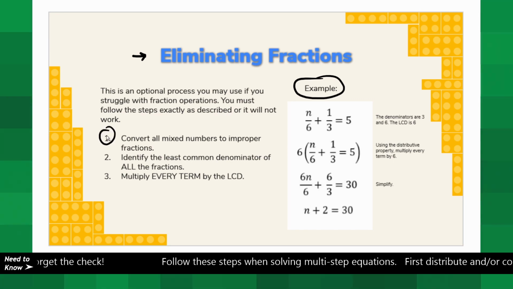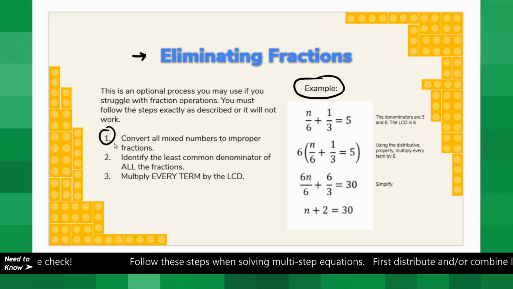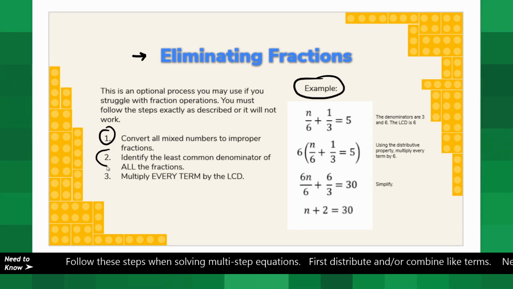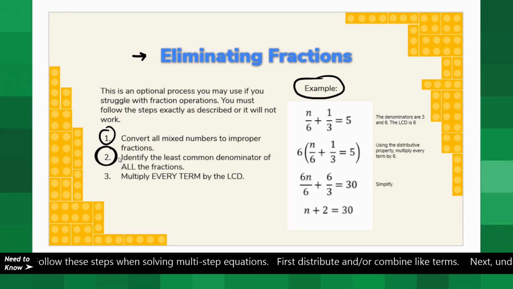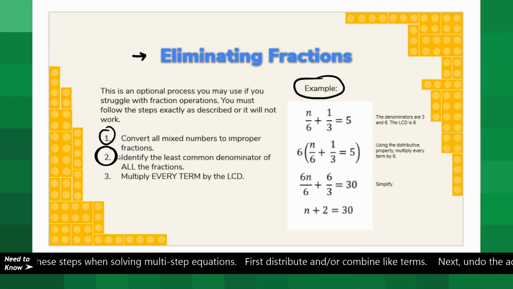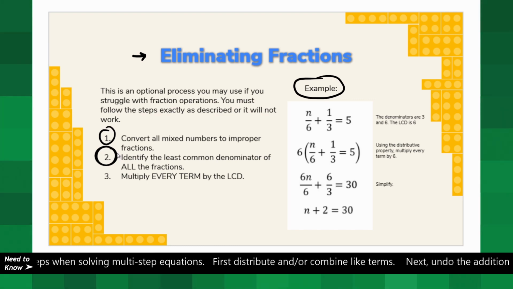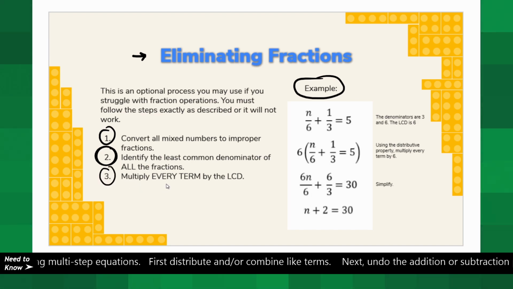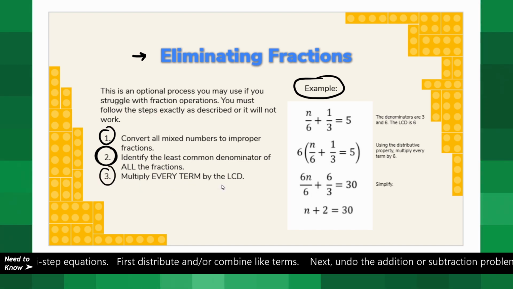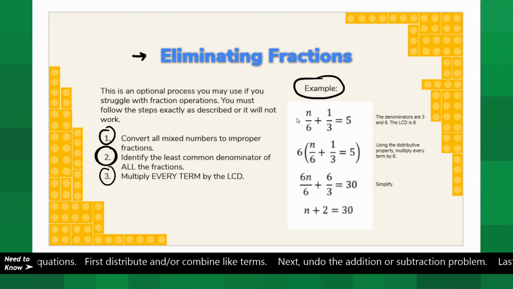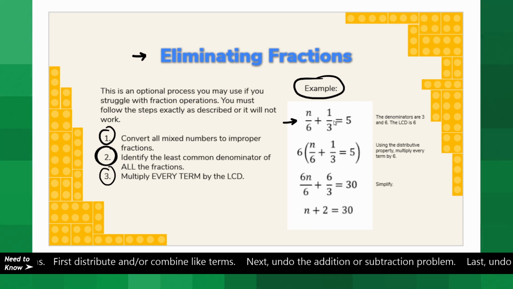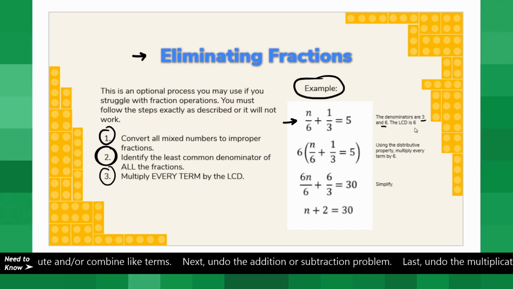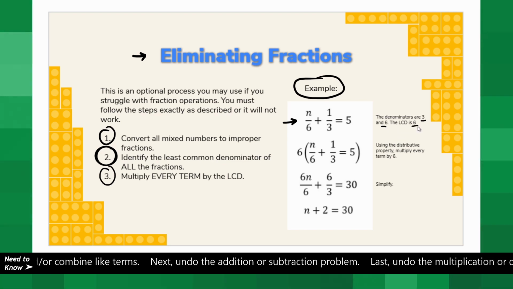Step number 1. If you have any mixed numbers, first change those to improper fractions. Step 2. Identify the least common denominator of all of the fractions in the equation or expression. Step 3. Multiply every term by that least common denominator. So let's go back to the problem here. I have n divided by 6 plus 1/3. My denominators are 3 and 6. Well, the least common denominator of 3 and 6 is 6.